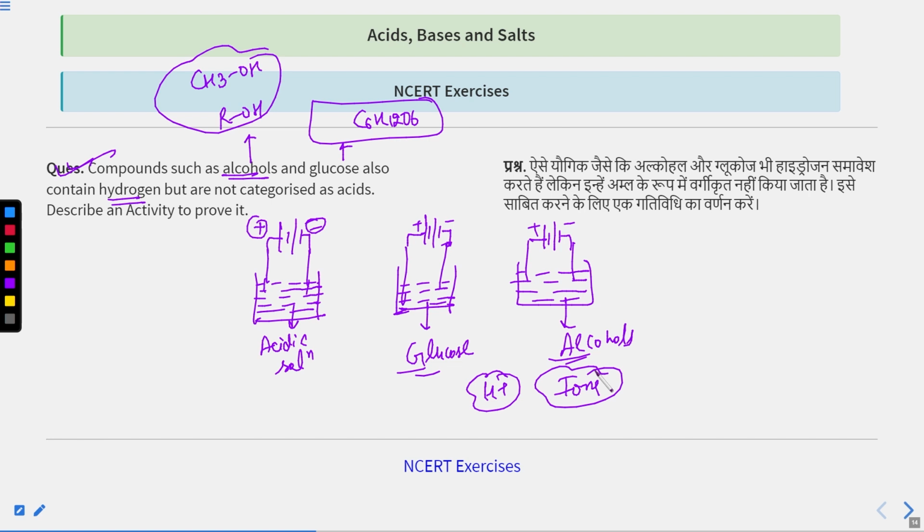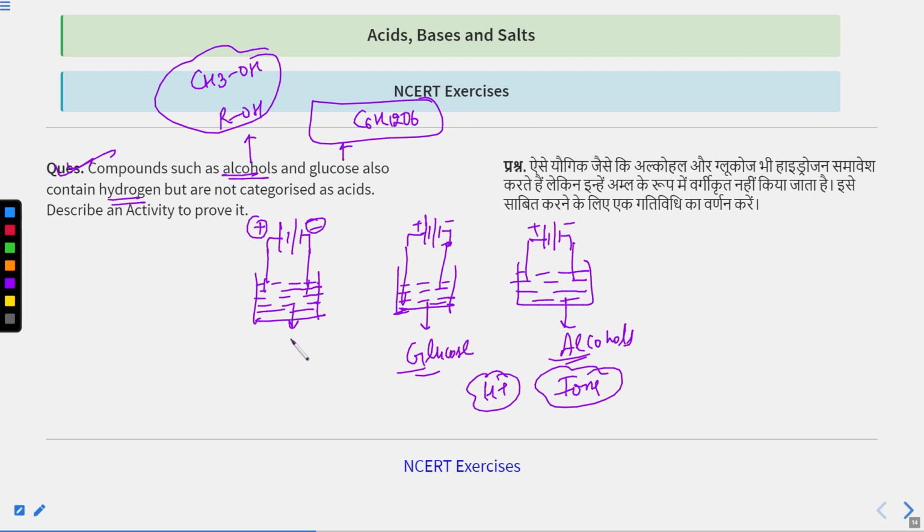So the reason: compounds such as alcohols and glucose also contain hydrogen but are not categorized as acids. I am not saying that they cannot pass electricity, I am just saying they are not acids. Glucose and alcohols are not considered as acids. In your next or higher grades you will understand some important and deeper points about alcohols, but I am not discussing those points.